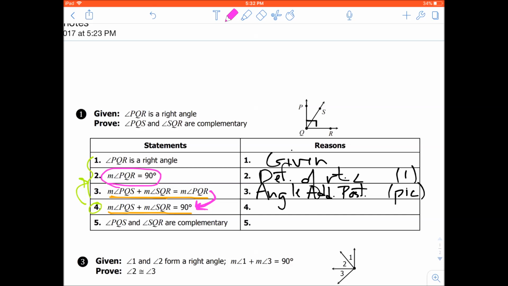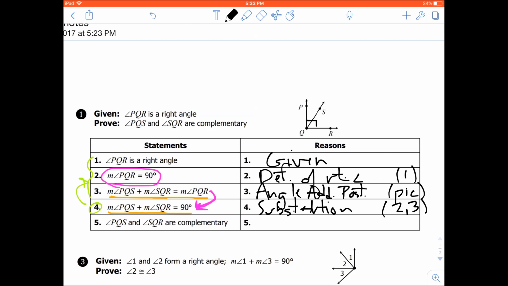So let's go ahead and write that in. Substitution. And which previous steps did we use to make that substitution? We used 2 and 3.